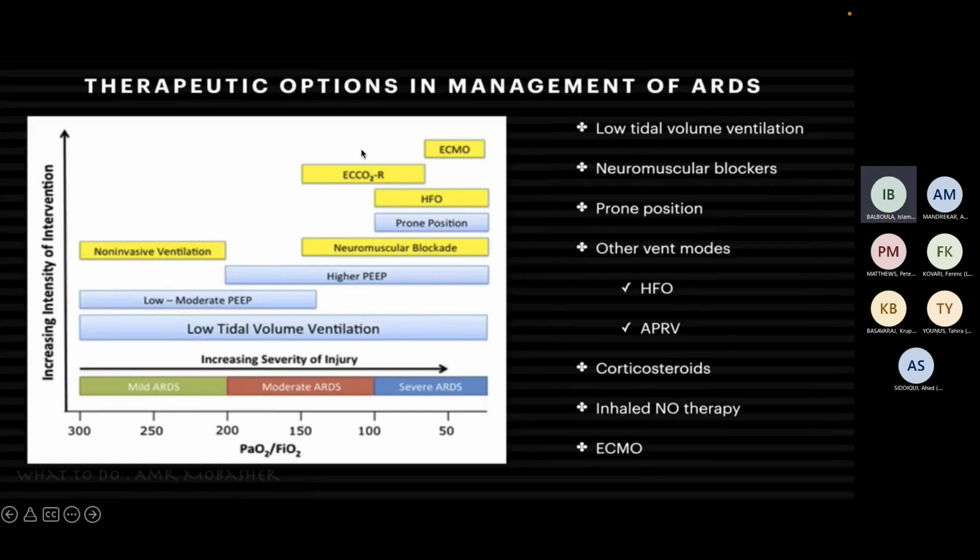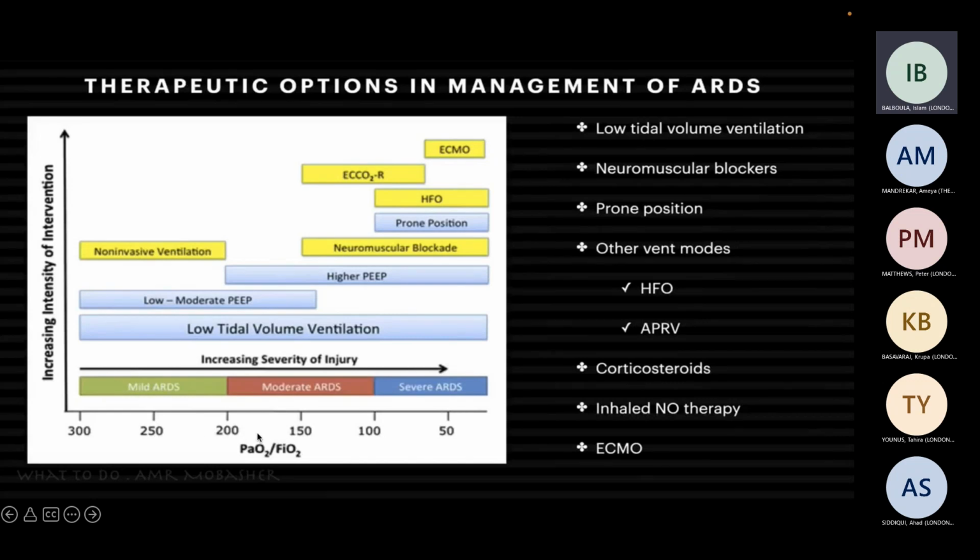As a summary of the therapeutic options in the management of ARDS, this axis is the intensity of the intervention, and this is the PF ratio. This is mild ARDS, moderate ARDS, severe ARDS. For mild cases, we can consider non-invasive ventilation, low or moderate PEEP, and low tidal volume ventilation. For moderate and severe cases, we should consider higher PEEP, neuromuscular blockade, prone position, and ECMO. Thank you.